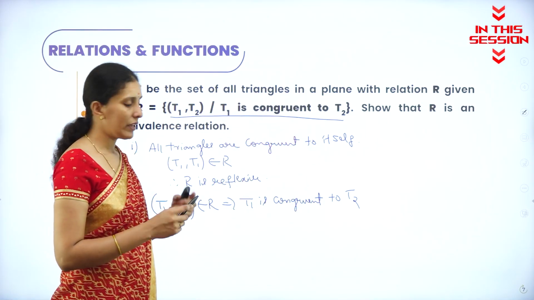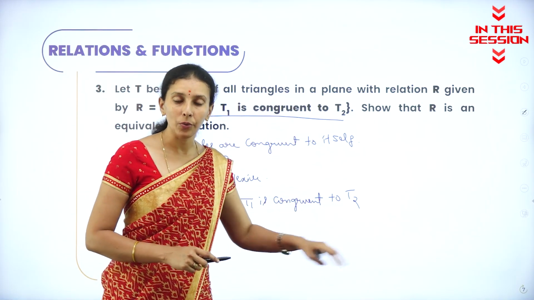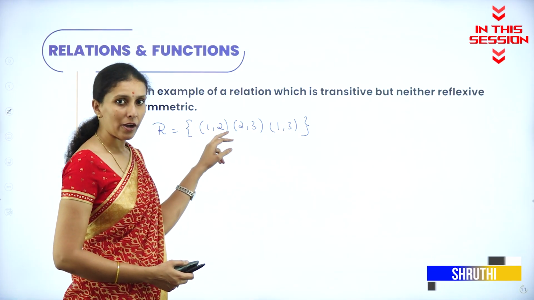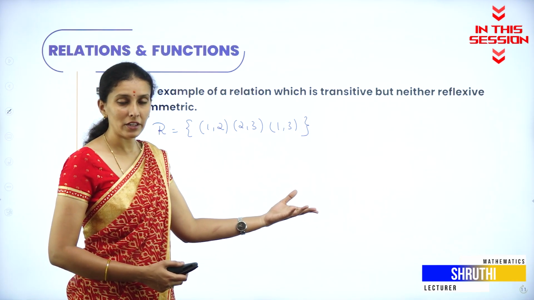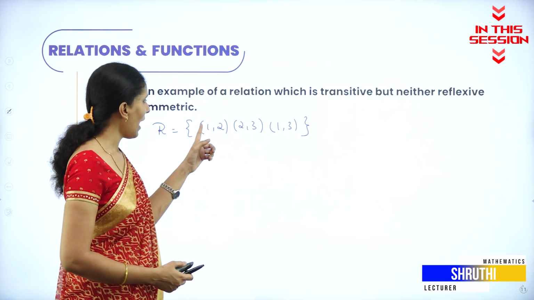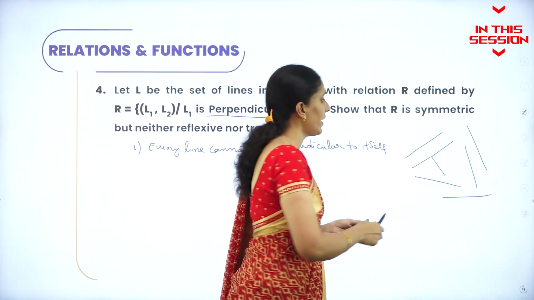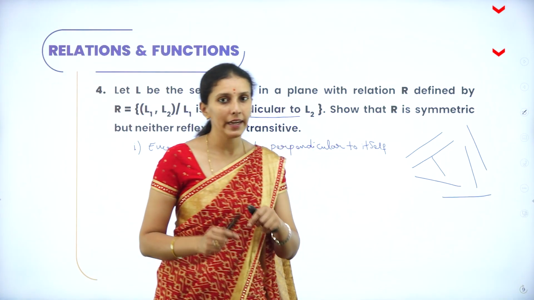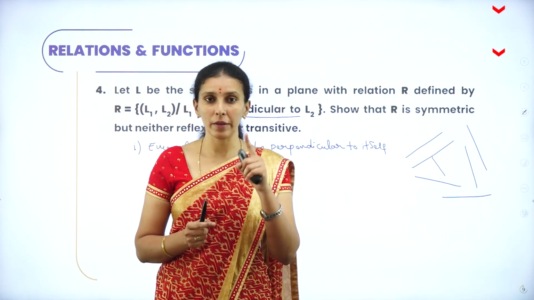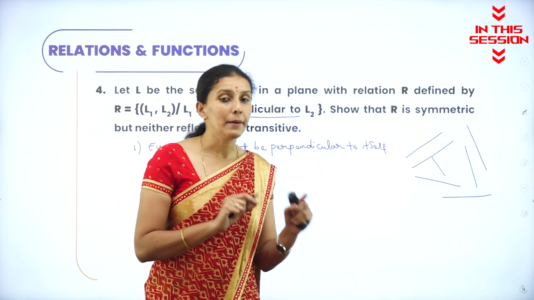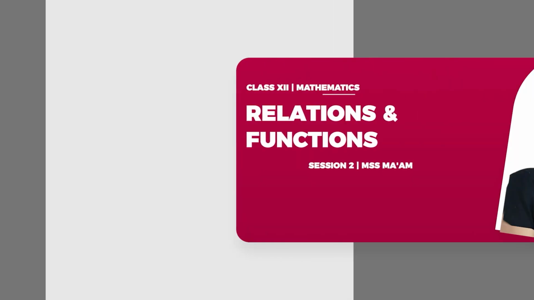Congruent to each other, then we can say T1 is congruent to T2 as well as T2 is congruent to T1. We find an element in the form of A comma B, but we cannot find an element in the form of B comma A because we have 1 comma 2 but we don't have 2 comma 1, hence it is not symmetric. If I take any one of the lines here, it cannot be perpendicular to itself. Remember, every line is parallel to itself but it cannot be perpendicular to itself.